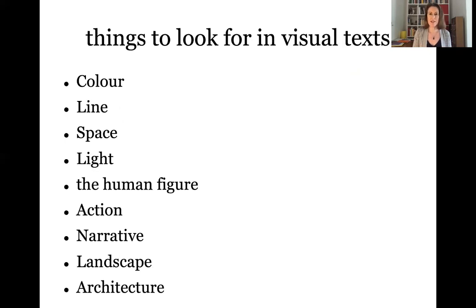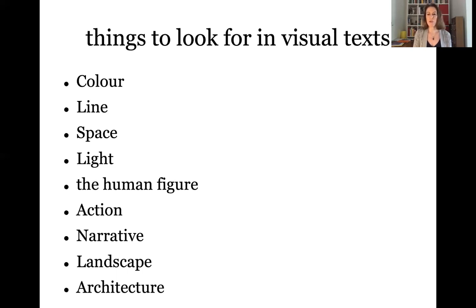Now, I'd like you to notice what it is that we look for when we look at visual text, and you'll find it's really almost exactly the same thing. We could look for color. We could look to see what color is doing. We can look for lines across, that are created by shapes, that are created by forms. We can look at the spaces that are created within the visual text. We might think about the presence of light or darkness, lack of light, presence of light.